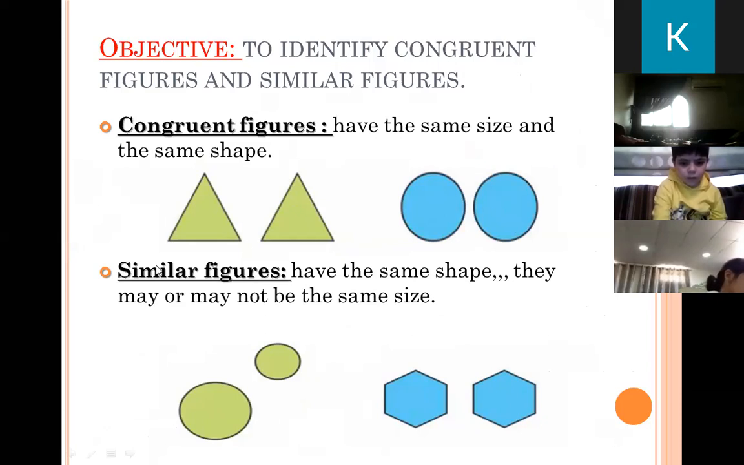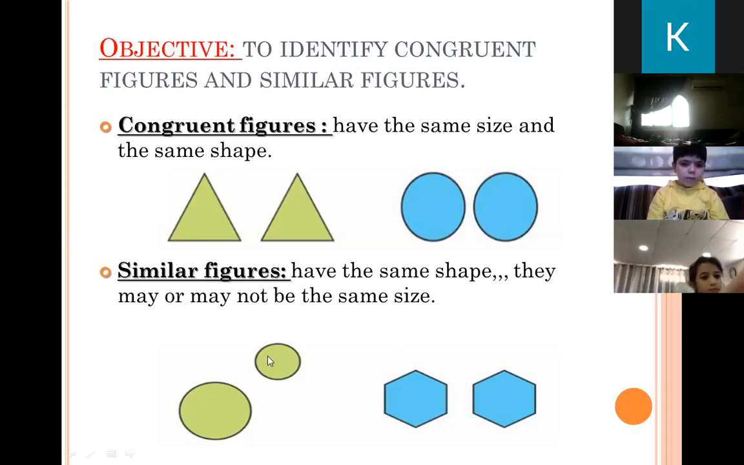Here I have two triangles and they are the same size. And here two circles and also the same size. Okay? Let's go to similar figures. They have the same shape and they may or may not be the same size. Similar figures, same shape, but they may or may not be the same size.